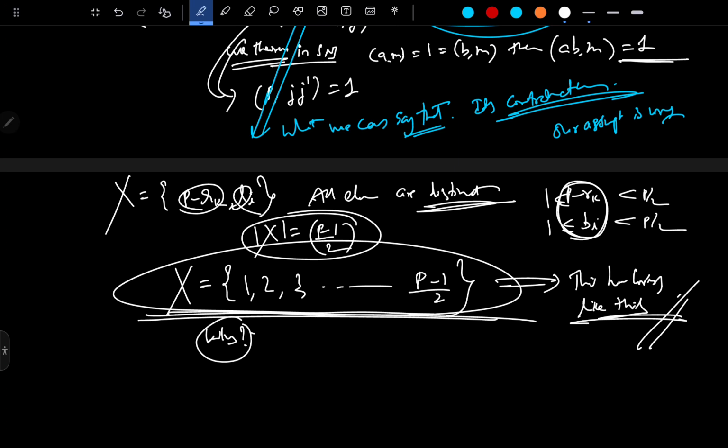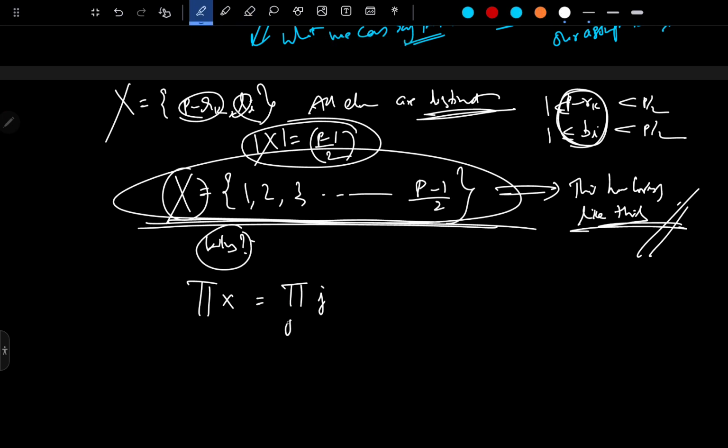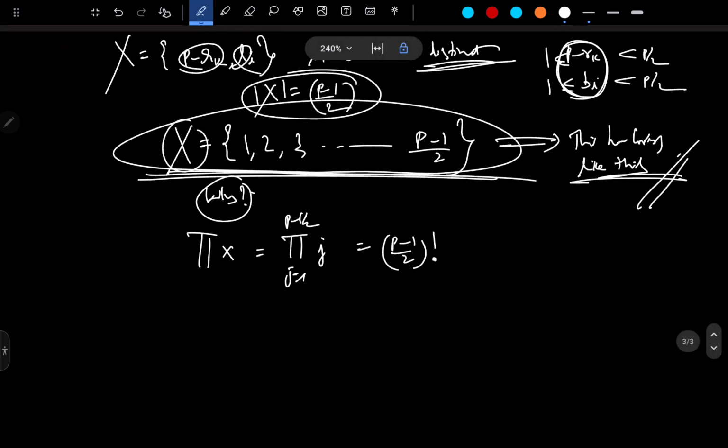Okay, this is the main point you have to remember. Once you conclude about this, now take the product of this element. So phi of x is nothing but phi of j, where j equals P minus 1 by 2, that is (P minus 1 by 2) factorial. This is the basic thing I want to tell.